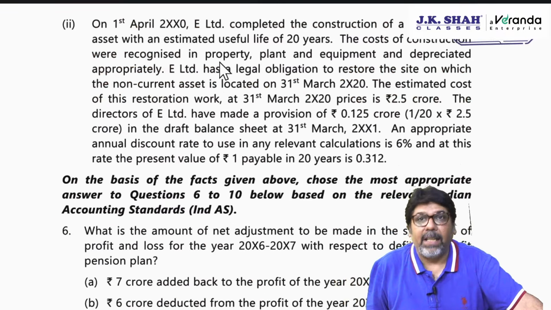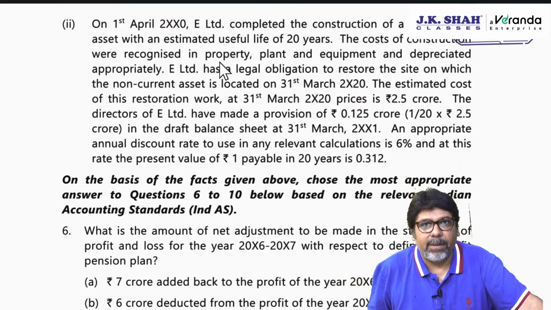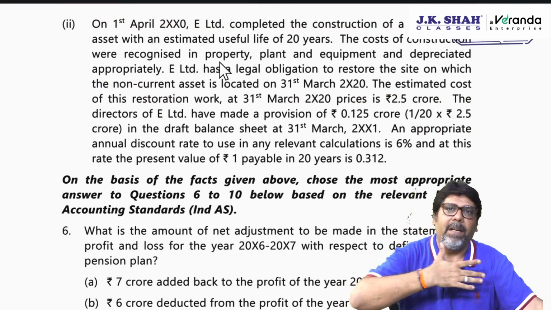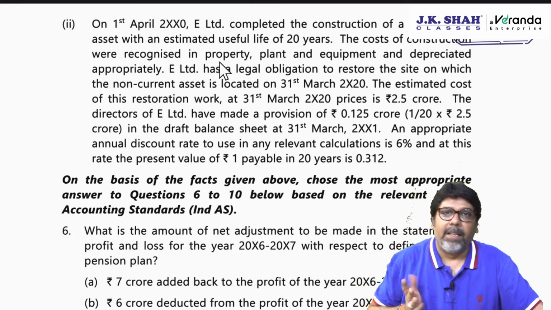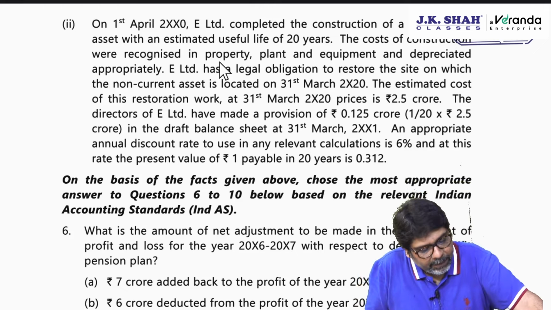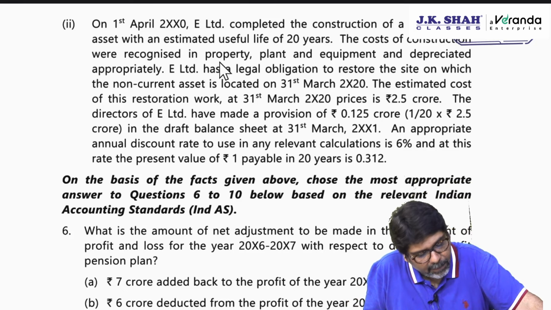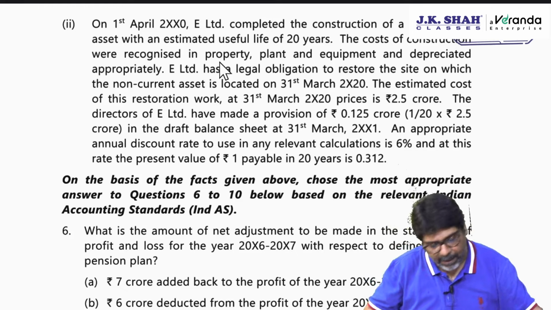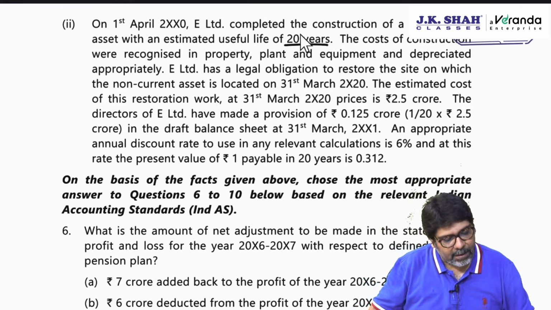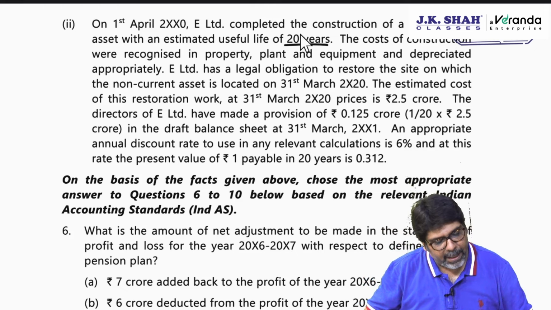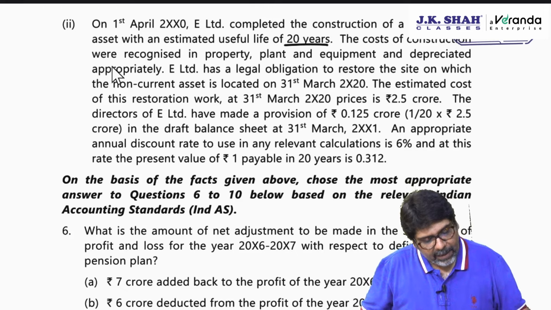Part 2. E Limited completed construction of a non-current asset. This was there in November 23 RTP in a full-fledged consolidation question. A part of that has been picked up again and put. We'll read it any which way. On 1st April 2010, E Limited completed a construction of a non-current asset with an estimated life of 20 years. The cost of construction was recognized in property, plant and equipment and depreciated appropriately. That means equally, SLM.